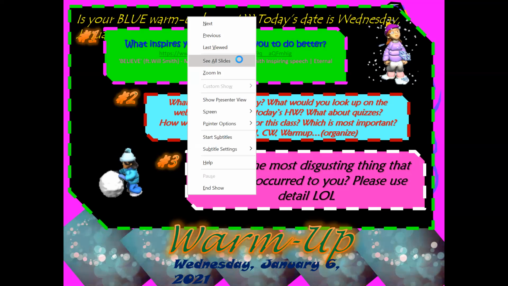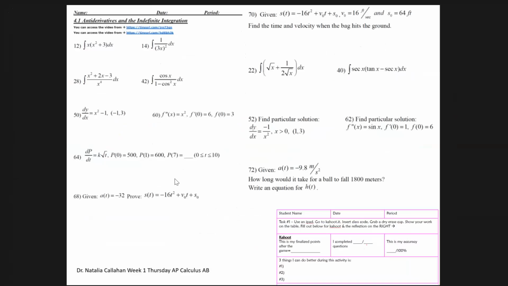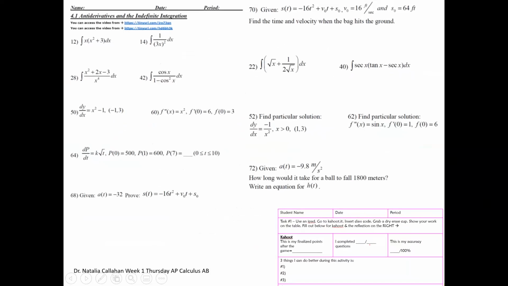Okay, so today I'm going to show you guys your guided notes. Your guided notes start off with the textbook questions on integration, and also go over some of the word problems and trig functions. So we're going to go over a few of these questions in class today. It's a review of integration.